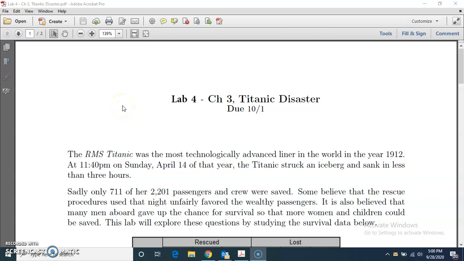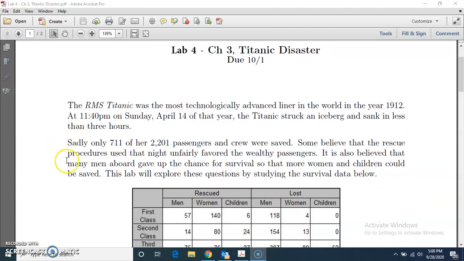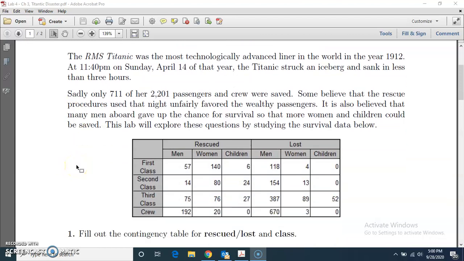Hey guys, let's chat about lab number 4 for chapter 3. So just to introduce, this one is based on the Titanic. It's a bit grim, based on who survived and who was lost. Men, women, children, first class, second class, third class, and crew.